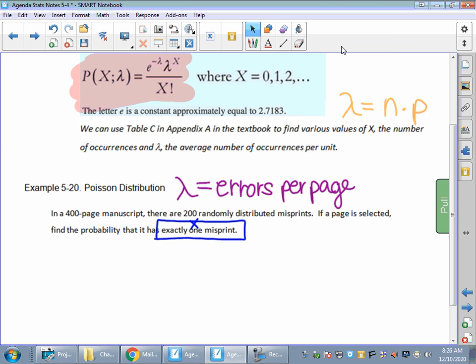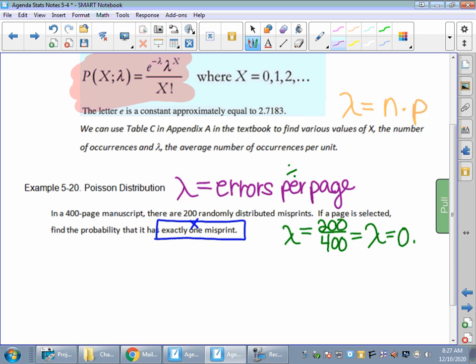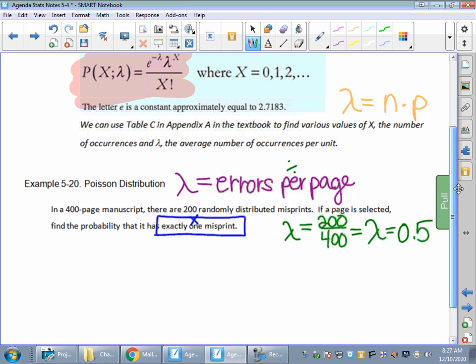So if I'm going to figure out lambda, I'm going to do the average number of errors per page. Everybody knows per means divide, right? So there's what, 200 errors over 400 pages. So I've got about 0.5, a half an error per page. That's my lambda.